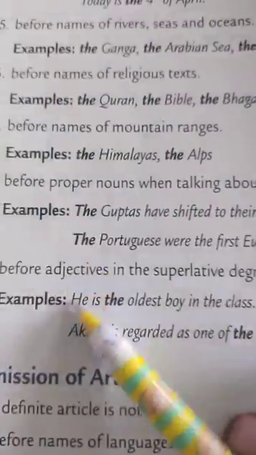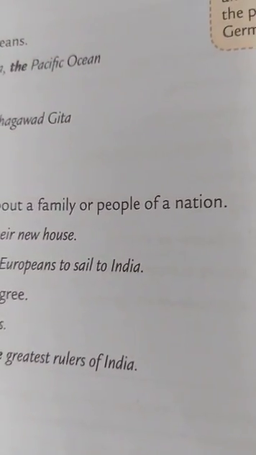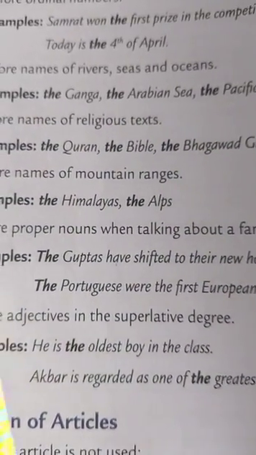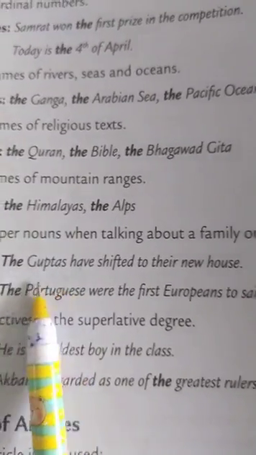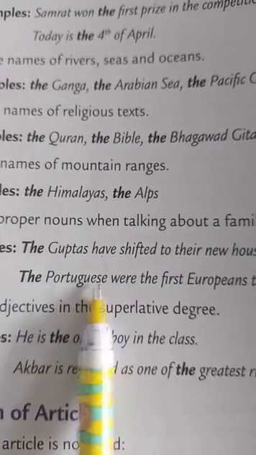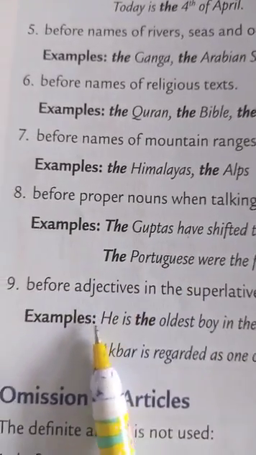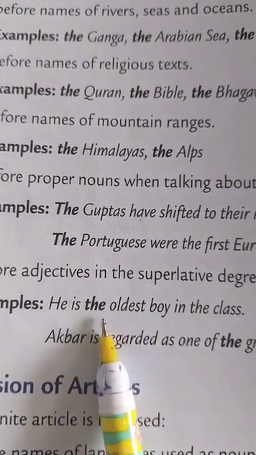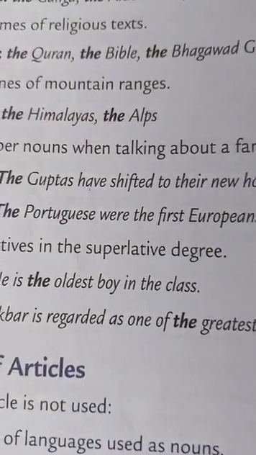We use article the before proper nouns when talking about a family or people of a nation, like the Guptas. Now we have used article the before Gupta's family, okay, a particular family, the Guptas. Then the Portuguese, people of a particular nation, okay. Before adjectives in the superlative degree, we use article the before the superlative degree. For example, the oldest, the greatest, etc.